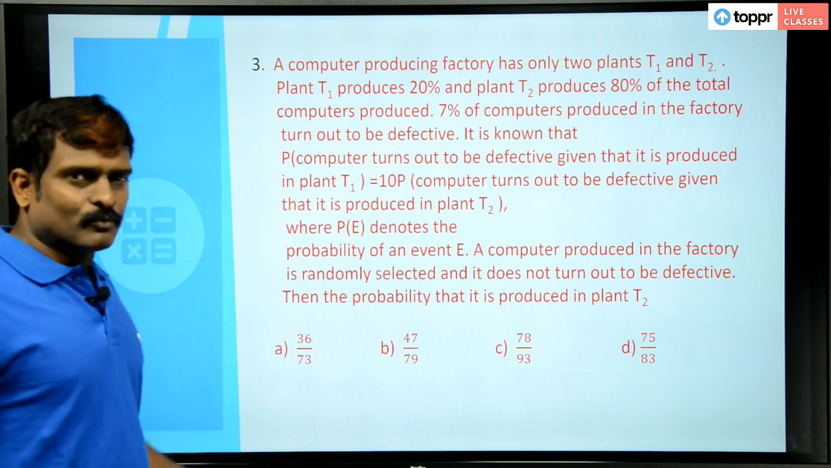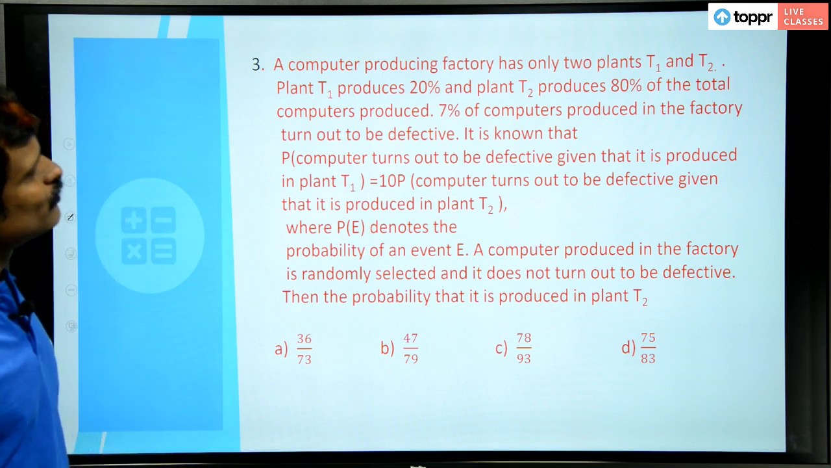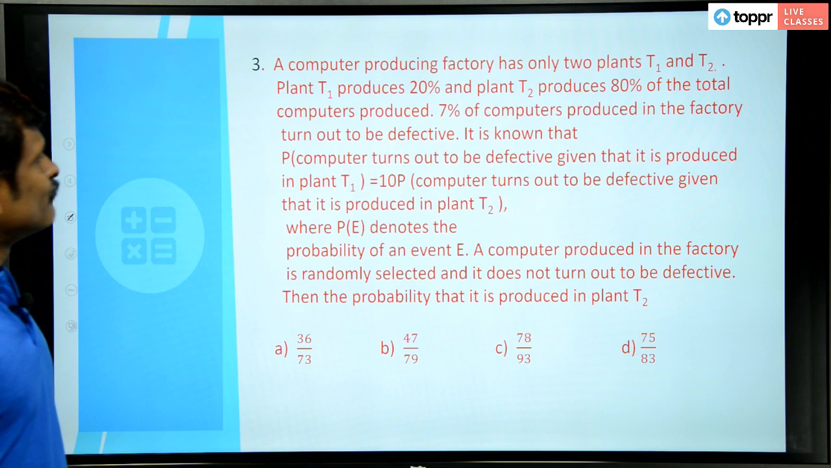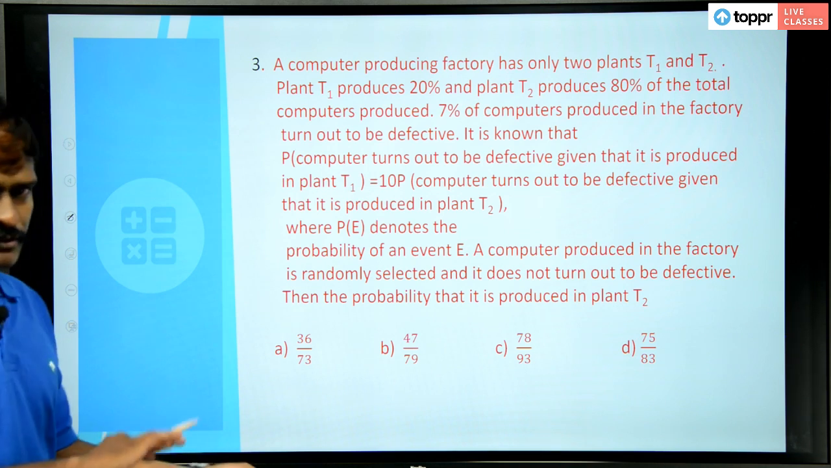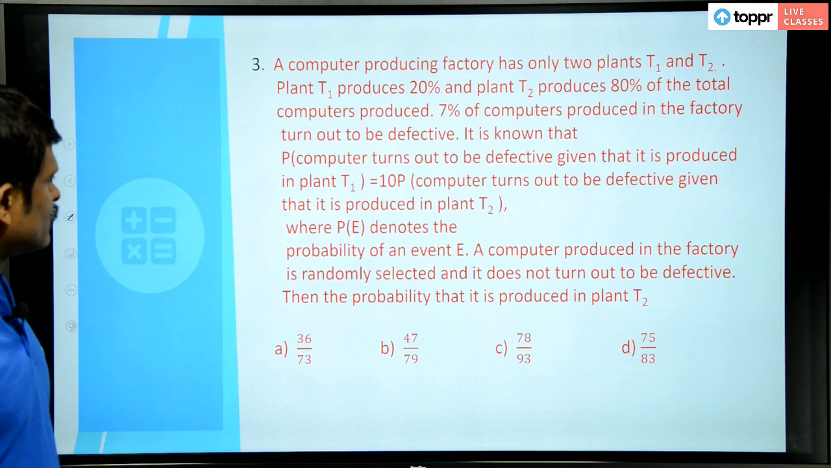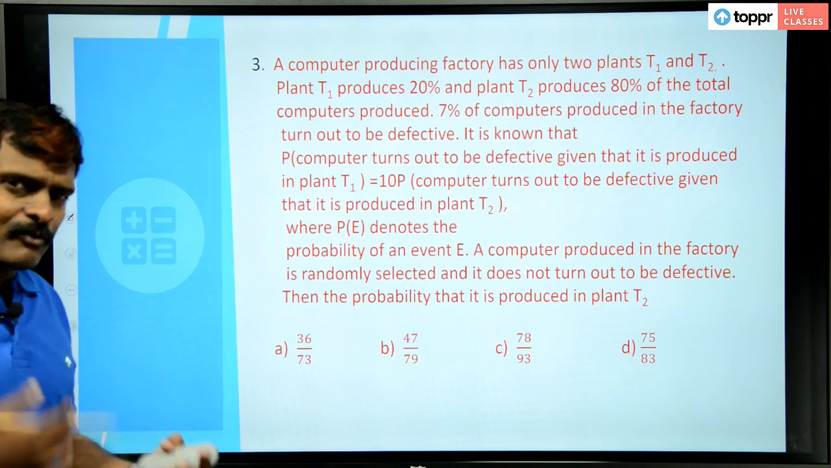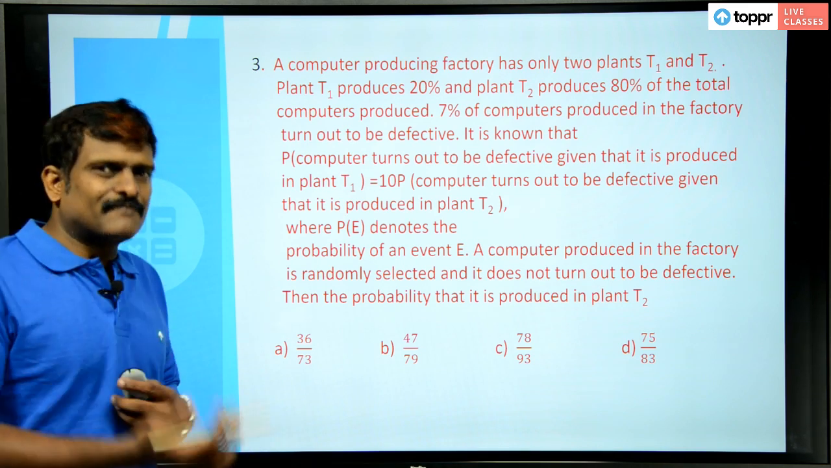Okay, so be careful. A computer producing factory has only two plants, T1 and T2, say machines or plants, whatever it is. T1 produces 20% of the product output and T2 produces 80%. One is producing 20, the other is producing 80. Of the total computers produced, 7% of the computers produced in the factory turn out to be defective. So, when the production is done, there will always be defective ones, and here 7% of the computers produced in that factory are defective.